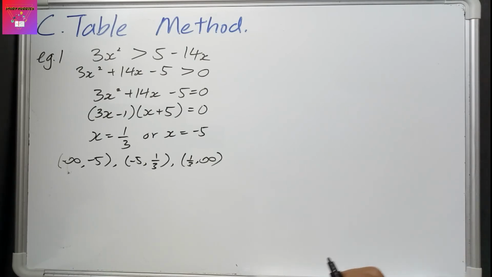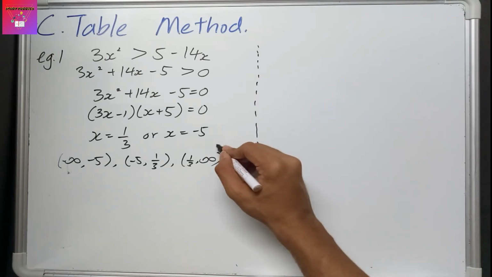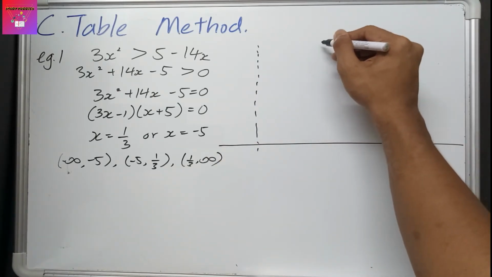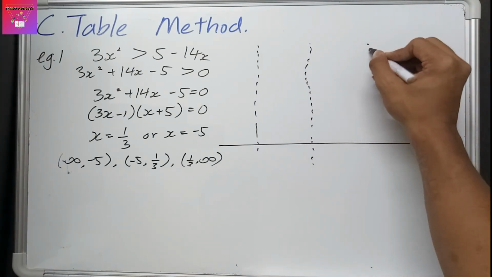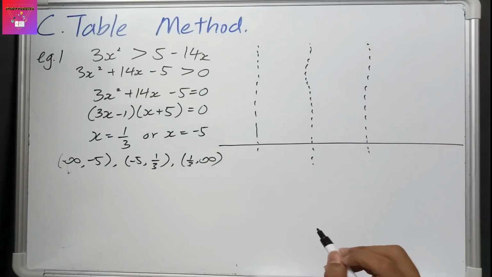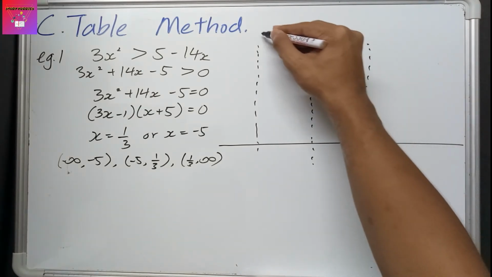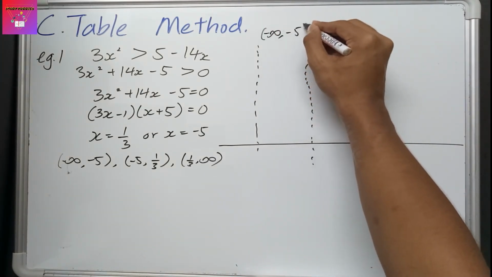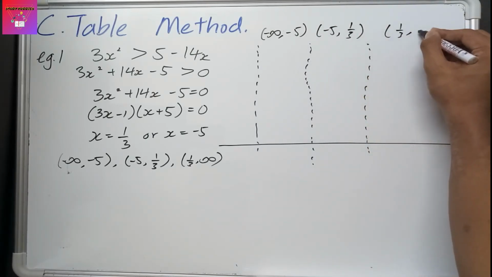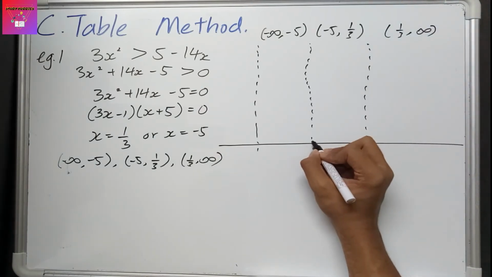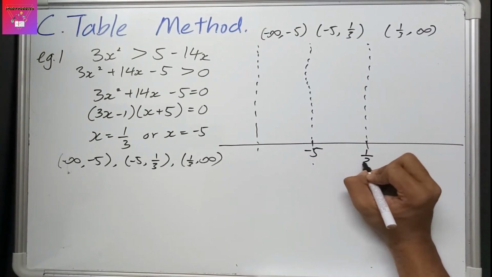So what we are going to do in table method is that we are going to draw a dotted line table on a number line. So you get it right, a dotted line table on a number line. So this method, if you ask me, it's a very long method, I would say, because it involves a lot of detail. So I'll write down the ranges here. So negative 5, 1 over 3, 1 over 3 to positive infinity. I would have to write the range over here, which is negative 5 and 1 over 3.